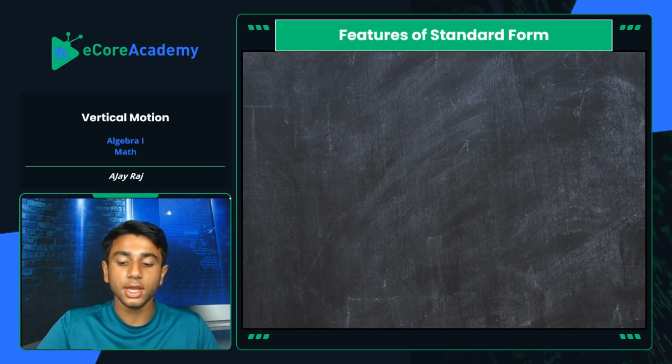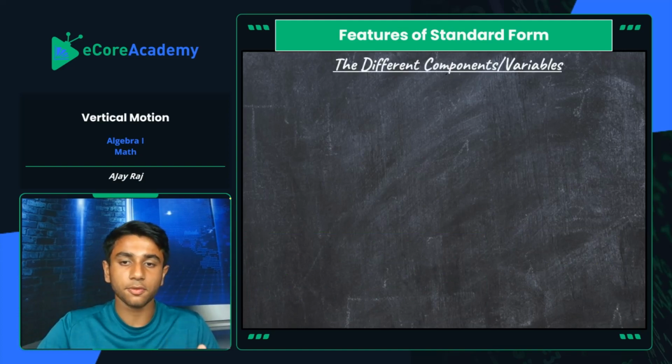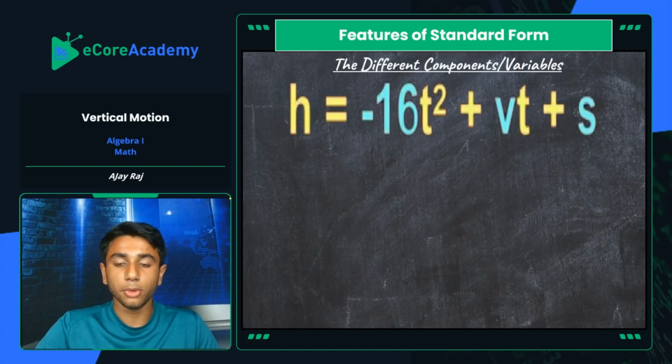So let's take a look at the features of this standard form equation, vertical motion being a standard form equation, the different components and the variables. This is the vertical motion equation, a type of standard form equation: h equals negative 16t squared plus vt plus s. This might be quite confusing, but let me break it down for you.